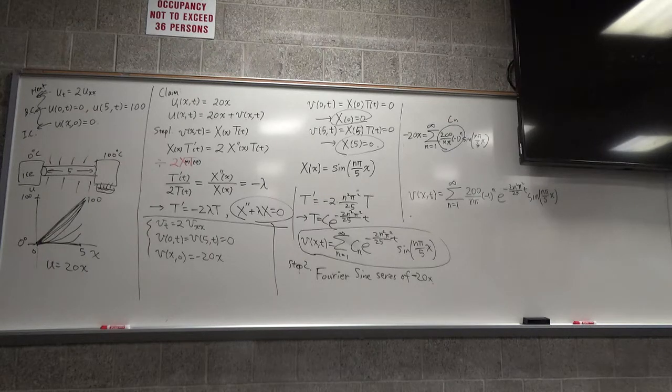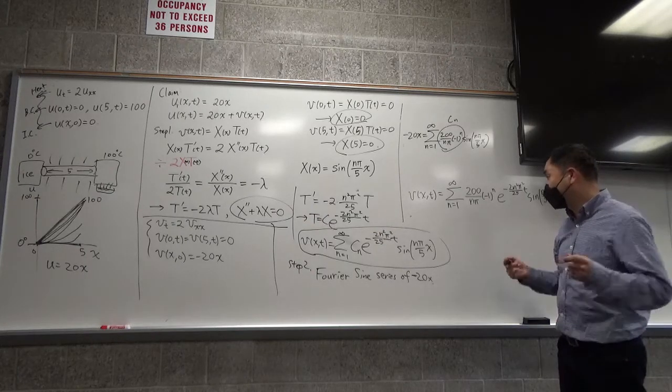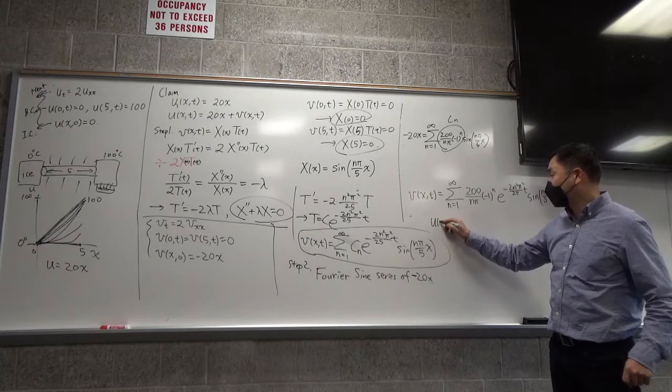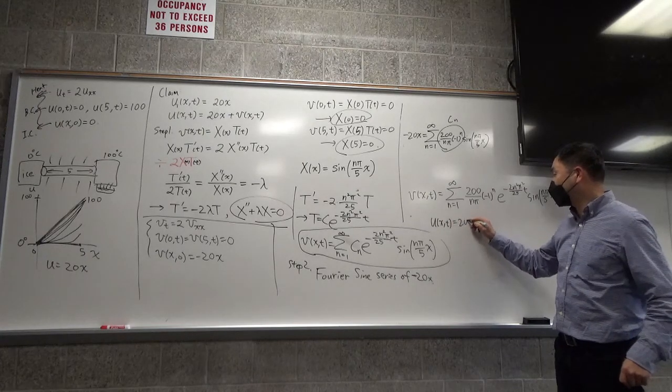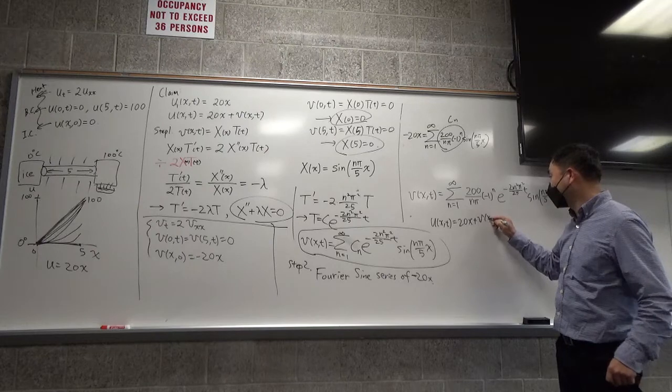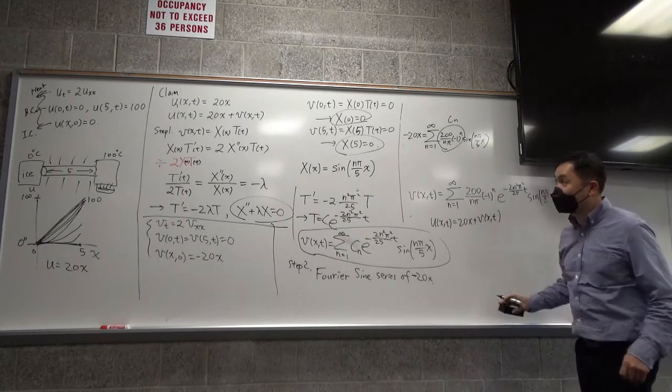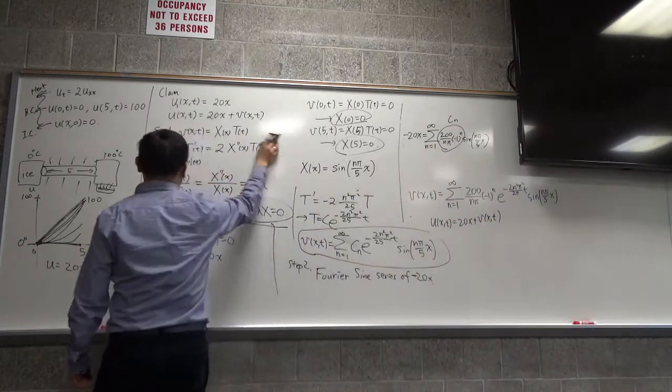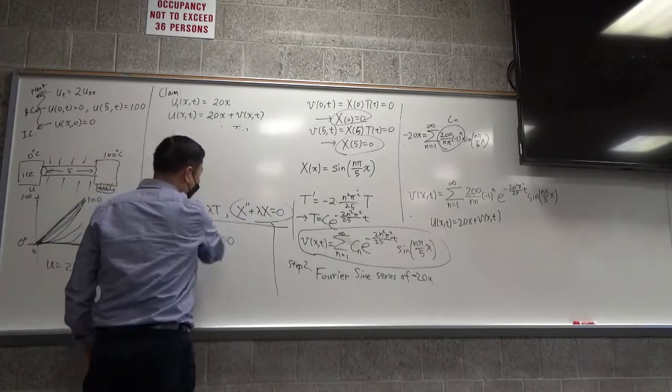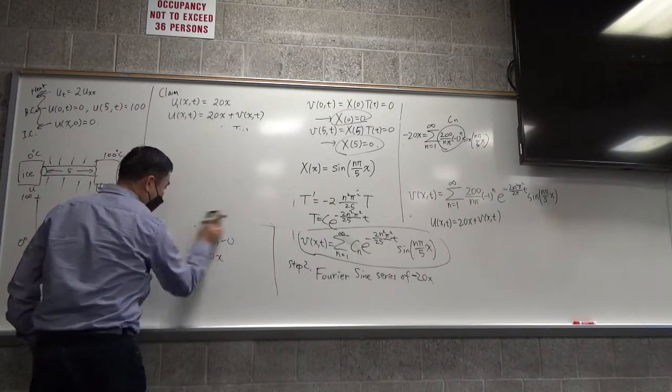What do you do? We want u, not v, right? So what's the answer to the original question? I'll need to add 20x. Yes. You have to add 20x. So you have to say uxt is 20x plus vxt. So remember that was our plan, right? So let me write down the answer here then, 'cause I still want to say a few more things after that, okay?